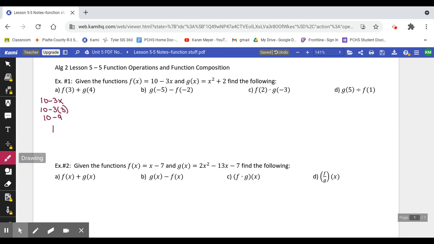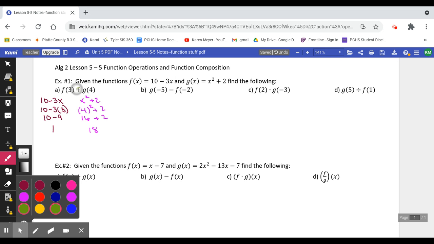So now let's do the same thing with the g function. So here's my g function, x squared plus 2. And we're going to plug in 4 for x. So 4 squared, which is 16, plus 2, which gives me 18. And then once I figured out each answer, that's when I decide what operation I'm doing with these two answers. And there is a plus sign between them. So 1 plus 18 is 19. And that is my final answer.